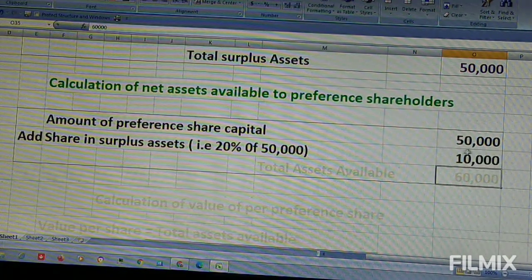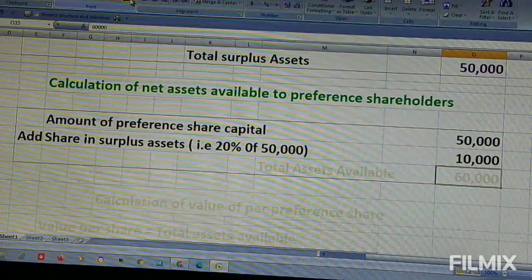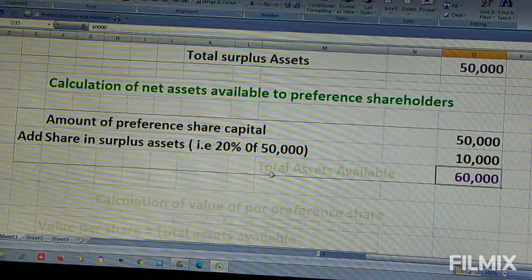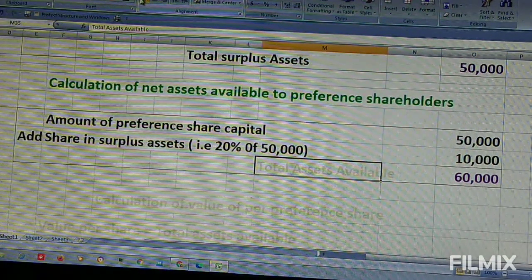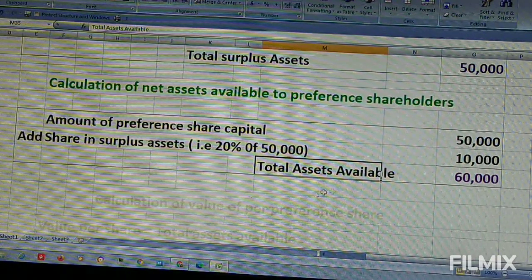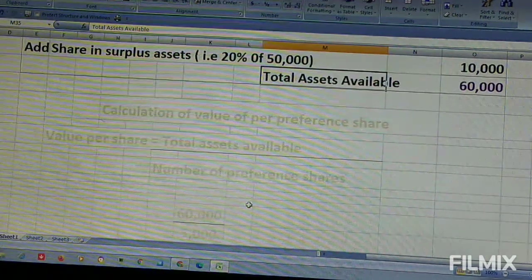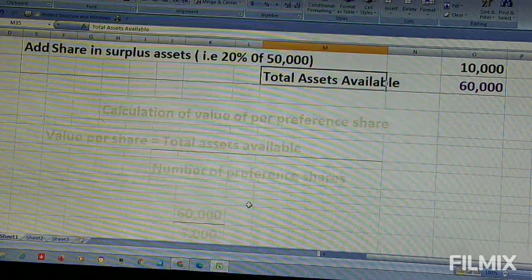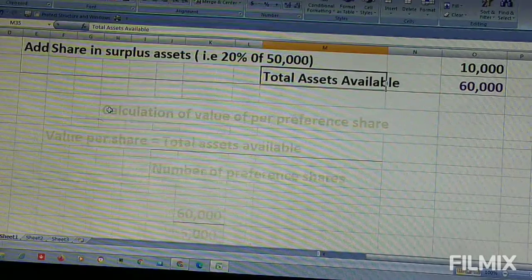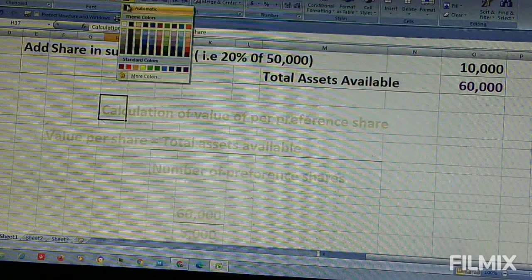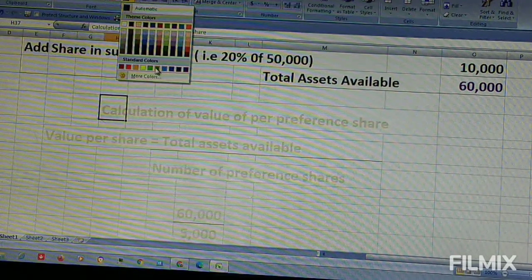So how much will you get together? 50,000 plus 10,000 is 60,000. It must be given to the preference shareholders. So that's why we can write here: total assets available to preference shareholders. Now with the help of this we can find out the value of each preference share. Calculation of value per preference share.